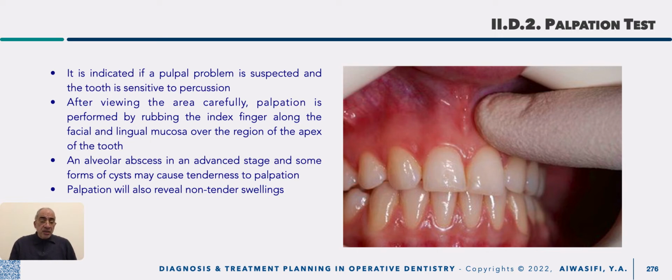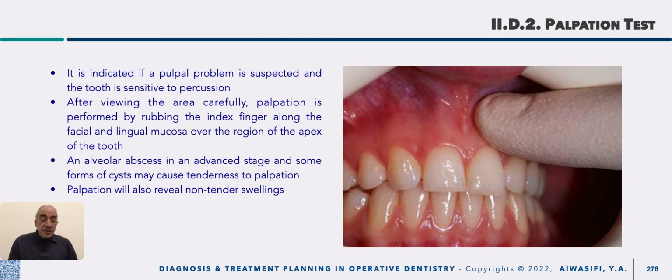In such a case, after viewing all the area carefully and clinically examining all the soft and hard tissue, palpation is performed by just rubbing your index finger along the facial and lingual mucosa over the region of the periapical area or the abscess, just to feel by tactile sense what is the source of your pain or what is the state of your area.